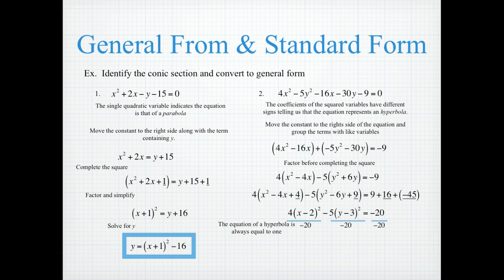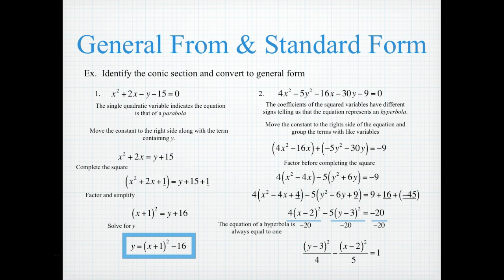Now notice, dividing by a -20 is going to make my binomial of y positive. So I'm going to write that first. And my binomial in terms of x is now going to be negative, so I'm going to write that second. So now the equation is going to be y minus 3 quantity squared over 4 minus x minus 2 quantity squared over 5 equals 1.